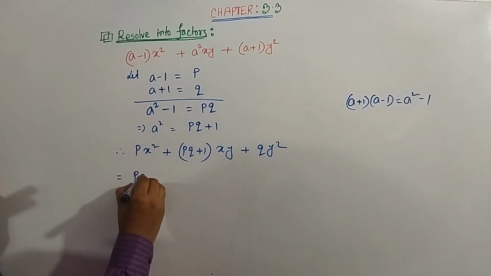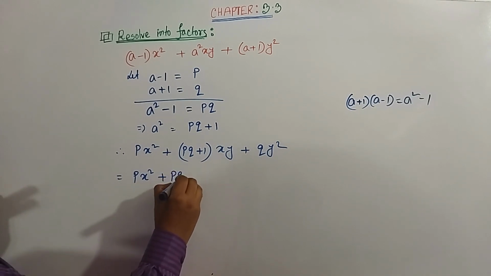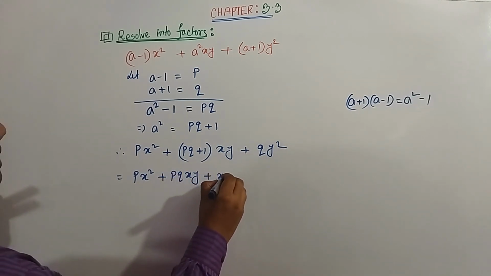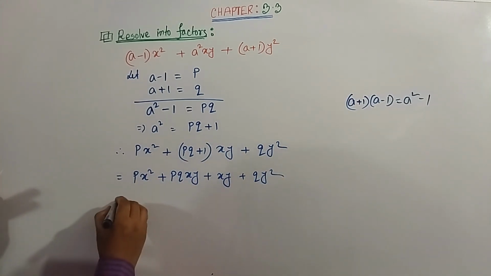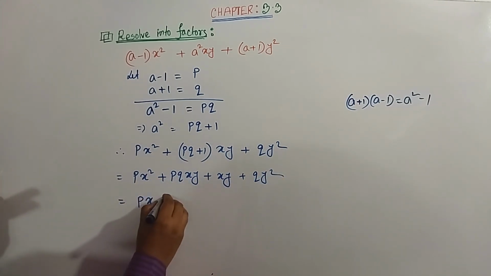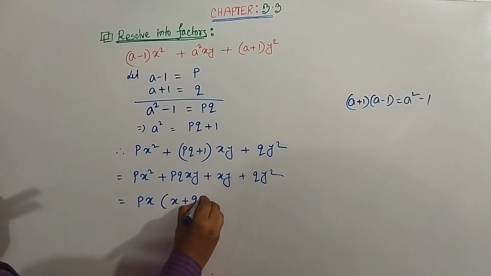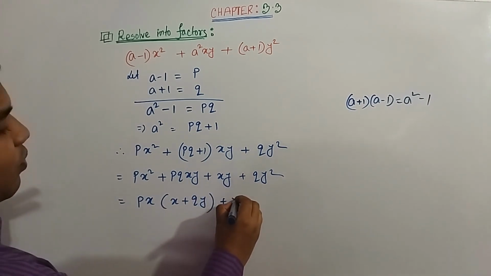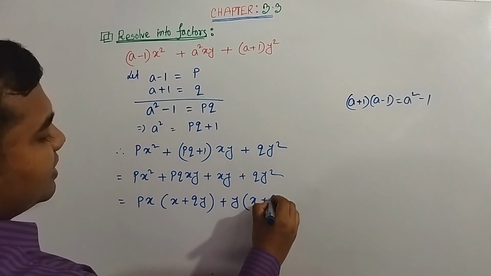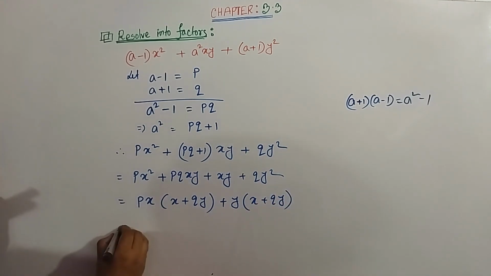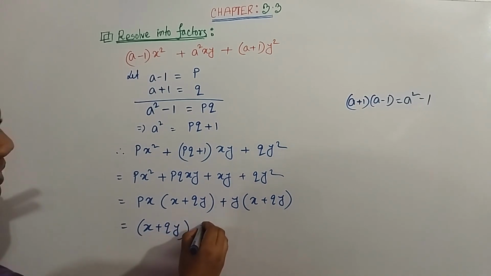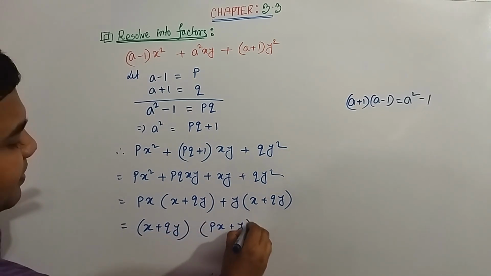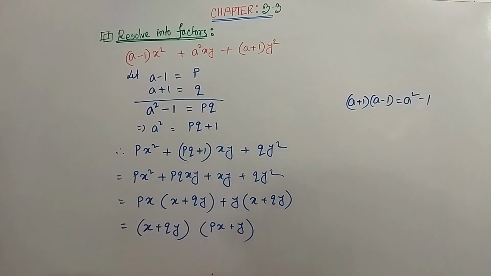Then here, px square plus pqxy plus xy plus qy square. If we take px as common, then we'll get x plus qy, and here if we take y as common, then we'll get x plus qy. So x plus qy is common, and we get px plus y. Just putting down the values of p and q here, then we'll get our resultant answer.